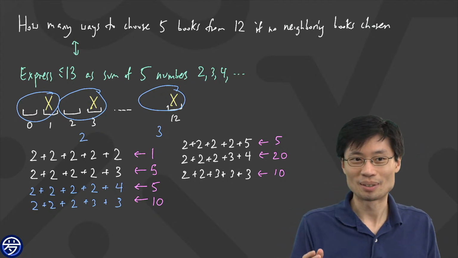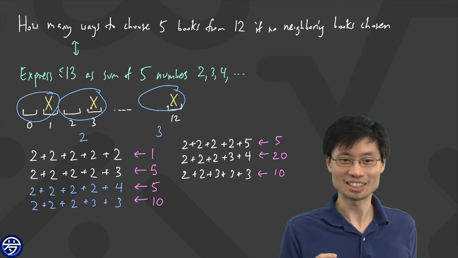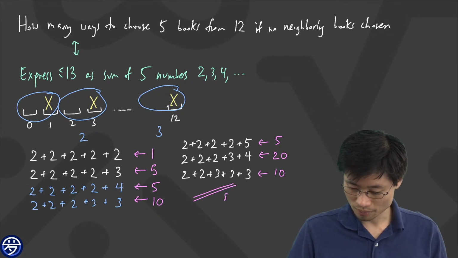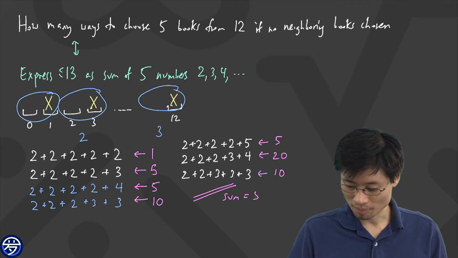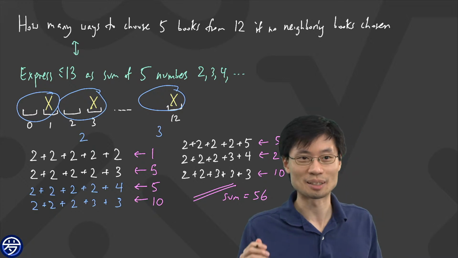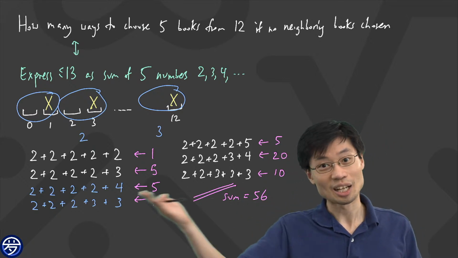We're over time, but I'm curious what the answer is. Is the answer actually 56? If I add all this stuff together, the sum might be 56. I might have made an arithmetic mistake, but it looks pretty good. And so this is how one could do this.